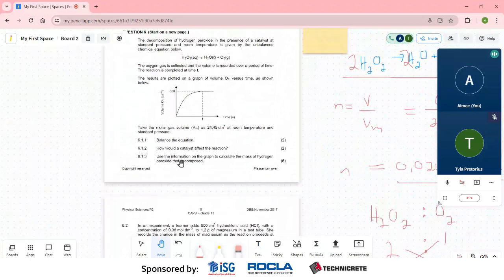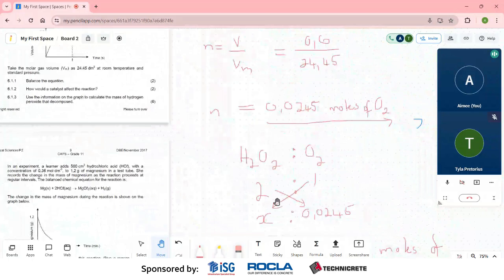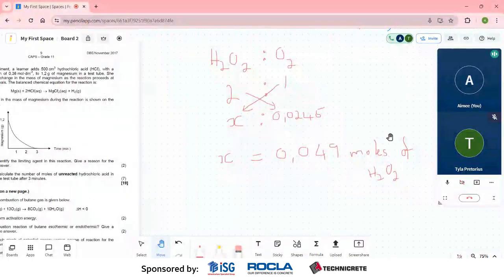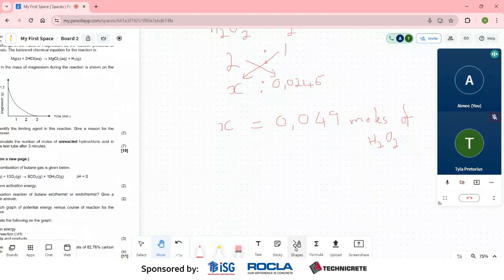What did they ask for? They said use the information on the graph to calculate the mass of hydrogen peroxide that decomposed. So we know how much hydrogen peroxide decomposed in moles, but we don't have it in a mass. So how do we convert it to a mass? Well, we use n, our number of moles, is equal to small m, otherwise mass, over big M, which is molecular mass.